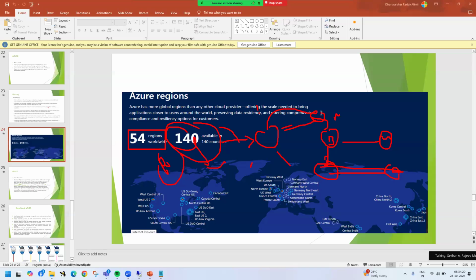If there are any issues, I can fix them instantly. There won't be any network glitches or network performance problems. Everything would be happy. That is the power of Microsoft Azure.